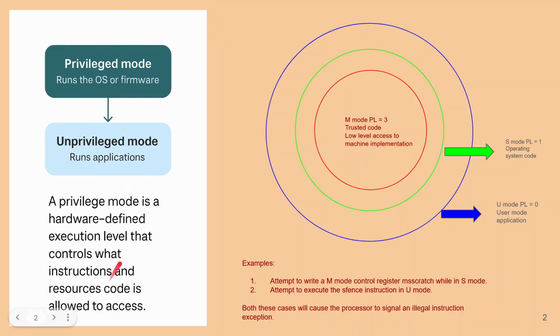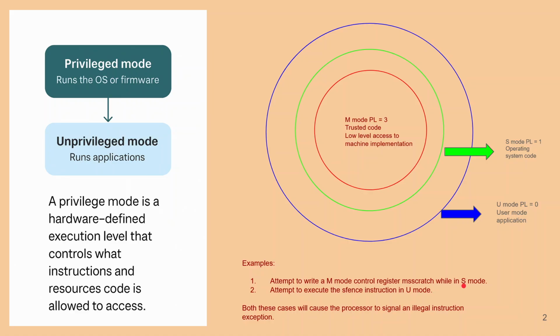Now let's look at a formal definition of privilege mode. A privilege mode is a hardware-defined execution level that controls what instructions and resources a code is allowed to access. Here are a couple of examples of protection that is enforced by hardware using the privilege modes.